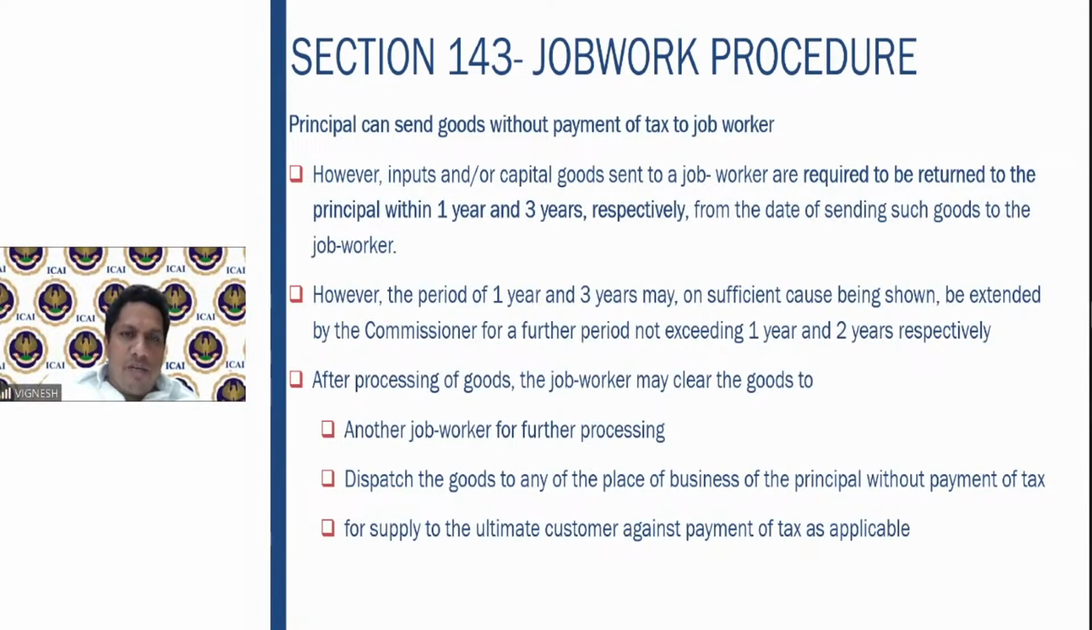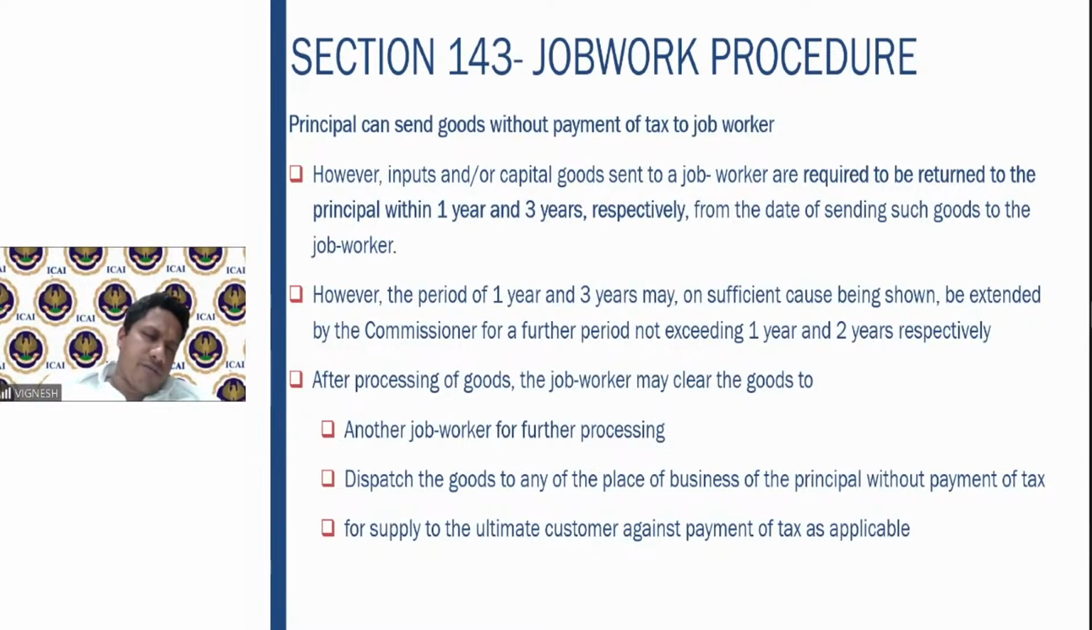Sometimes this period of 1 year and 3 years may not be sufficient. If sufficient cause is shown, it may be extended by the commissioner for a further period not exceeding 1 year and 2 years respectively. So sometimes if due to some reason the time limit is not met, you can apply to the commissioner saying that it is taking more time than usual. So for inputs, another 1 year can be taken, that is a consolidated period of 2 years. And for capital goods, another 2 years will be taken, therefore a consolidated period of 5 years. But only if the commissioner is satisfied, he will extend this.